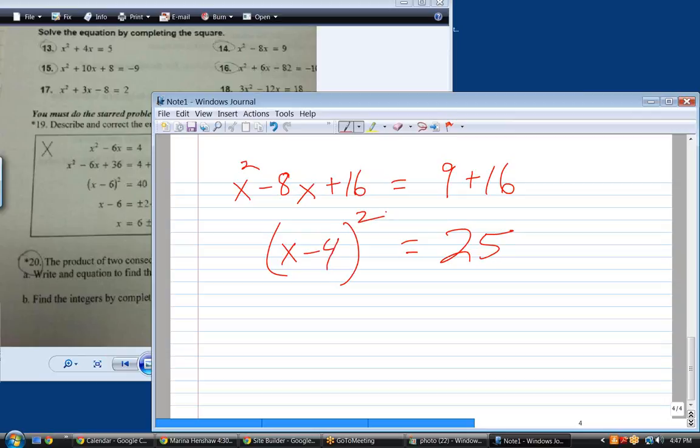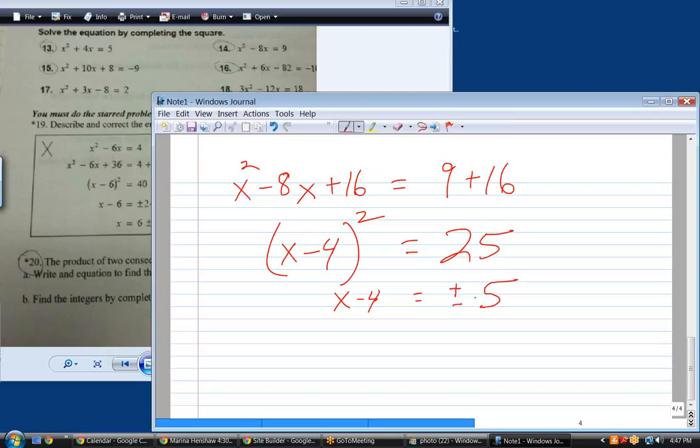Okay. And what's the next step? Find the square root of both sides. Okay, so what's the next line? X minus 4 equals 5. Not quite. You left out a very important part. When I take the square root of 25, what do I get? 5? Oh, plus or minus 5?